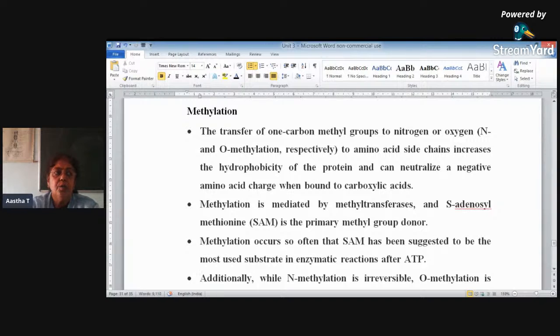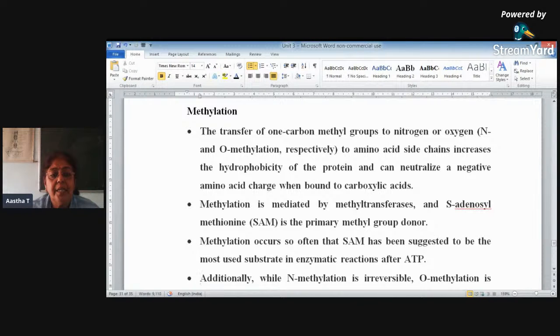one-carbon methyl group transferred to the nitrogen or oxygen. If it is transferred to nitrogen, we call it N-methylation. If it is transferred to oxygen, we call it O-methylation. So this increases the hydrophobicity of the protein, reducing the affinity of the protein to the water molecule. It will not get dissolved in the water molecule.